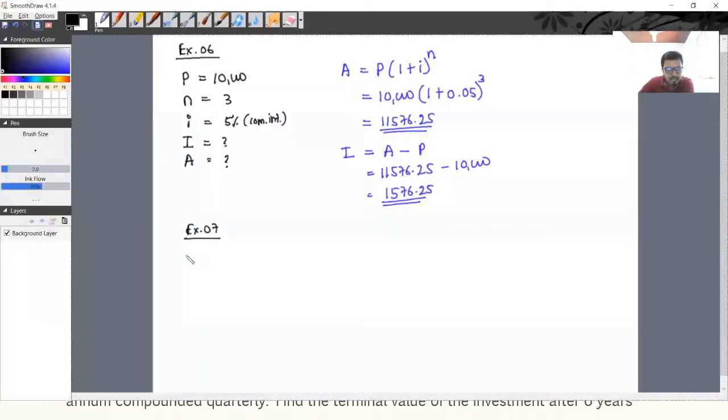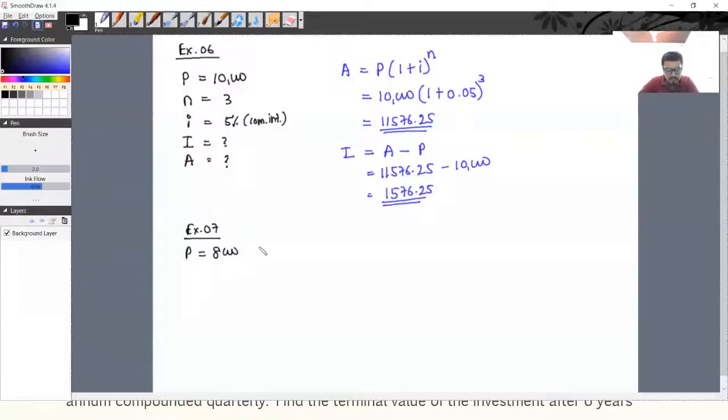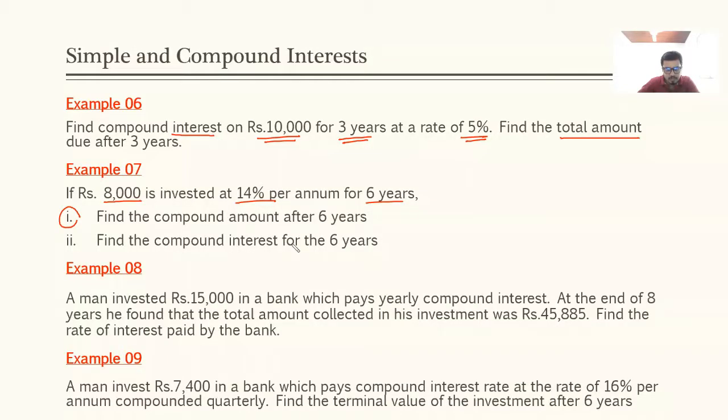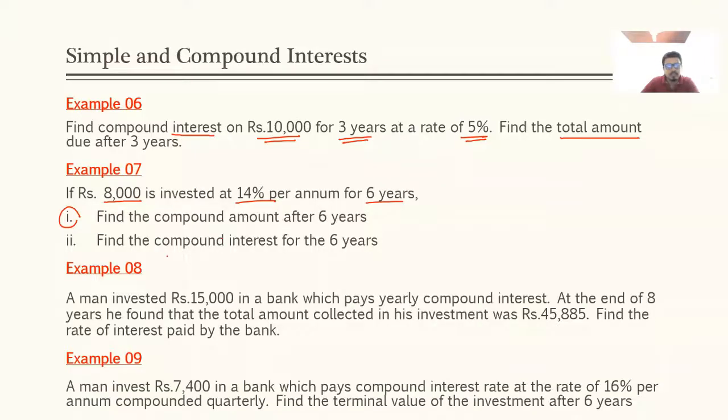What they have given? They have invested 8,000. Interest rate is 14%. Period is 6 years. Total compound amount at the end of 6 years, that is what we need to find in part 1. Find the compound amount after 6 years.